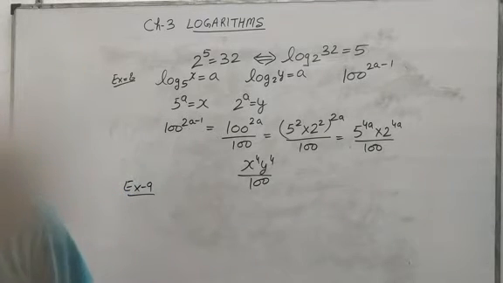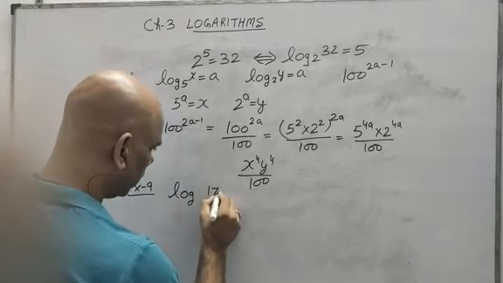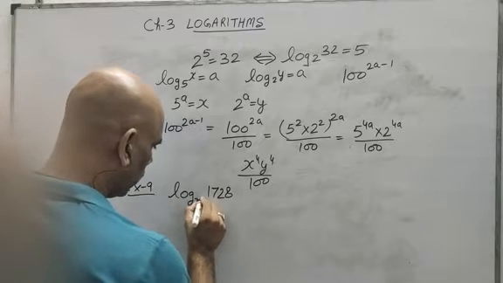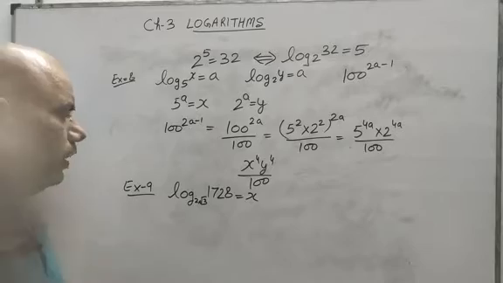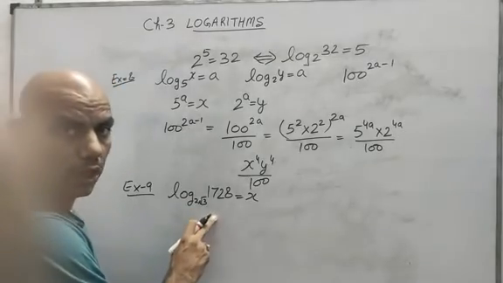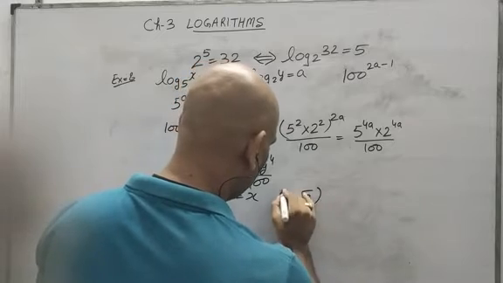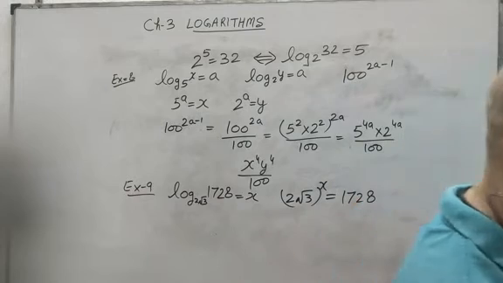Let me solve example number 9 for you. Just because of the root I am solving it, otherwise it is easy. Log 1728 base 2 root 3 is equal to x, and find the value of x. So by the law of logarithm, what will be the answer? 2 root 3 to the power x is equal to 1728.